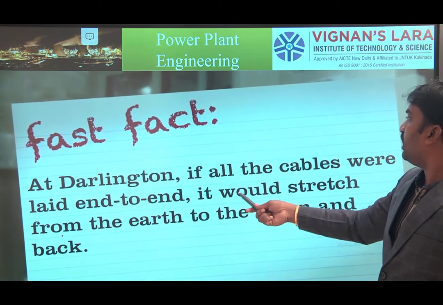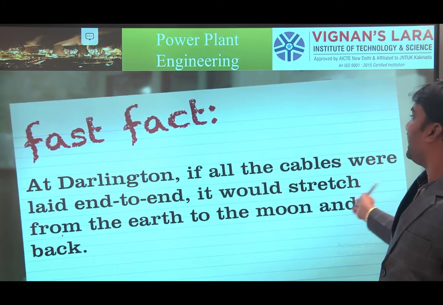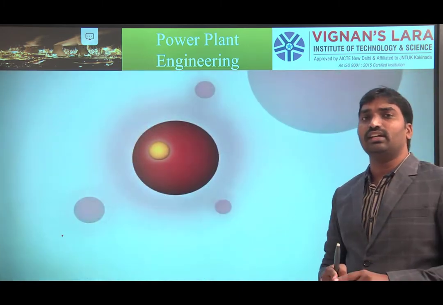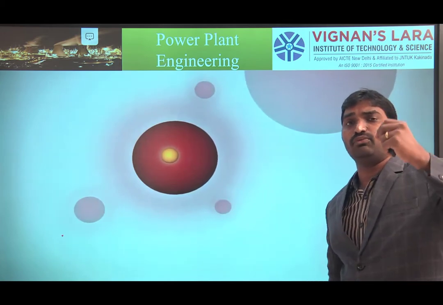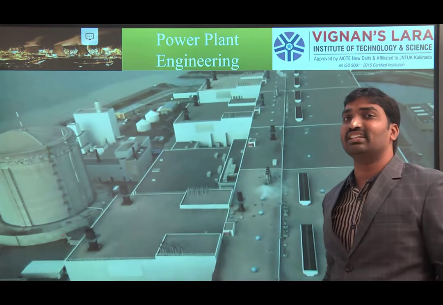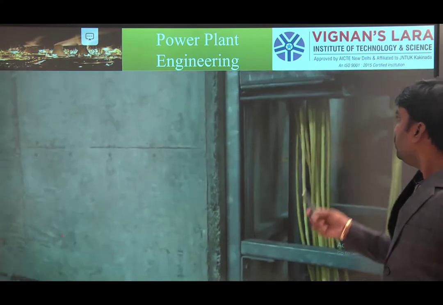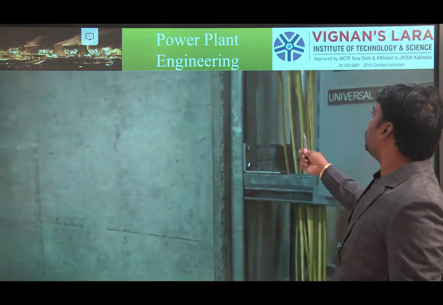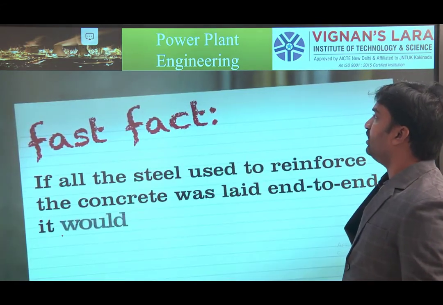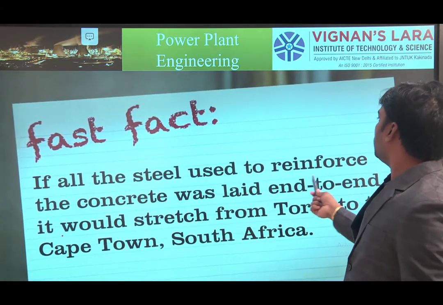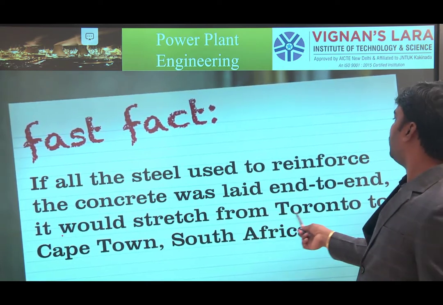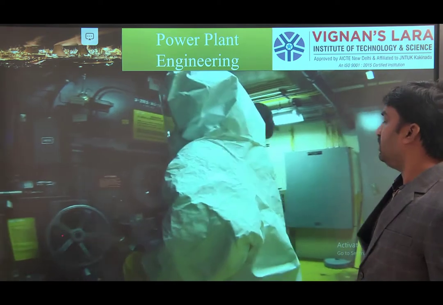So in the Darlington, if all the cable wires are laid end to end, what we are using in the Darlington equals the distance from the moon to the earth. That much length of wires is there. Okay, so these cables are there. A large amount of cables are used here, and all the steel used in the reinforced concrete, if laid end to end, would stretch from Toronto to Cape Town, South Africa.